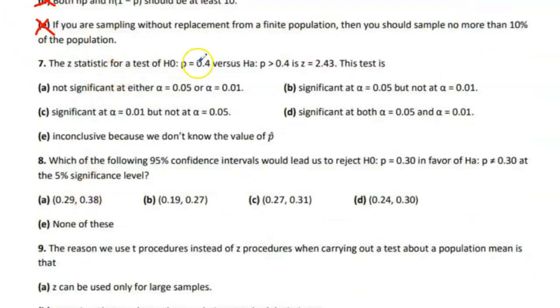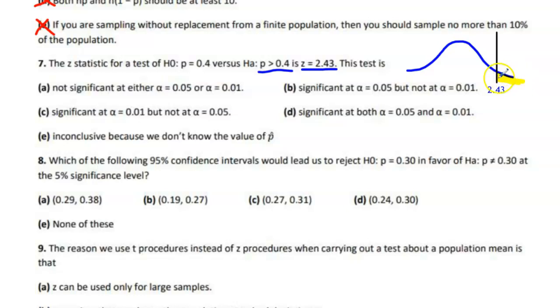For question number 7, the z statistic for a test of H null p equals 0.4 versus p is greater than 0.4 is z equals 2.43. Now remember, typically how we interpret things like this is we draw the normal curve. Remember, a normal curve, not a t distribution. We're looking for z equal to 2.43, so that's going to be up here somewhere. According to the problem, HA, the alternative hypothesis, is p is greater than 0.4. Since we're looking at greater than, it's a one-tailed test. That means I'm looking for the area from 2.43 all the way up to positive infinity, which is all this highlighted area here.